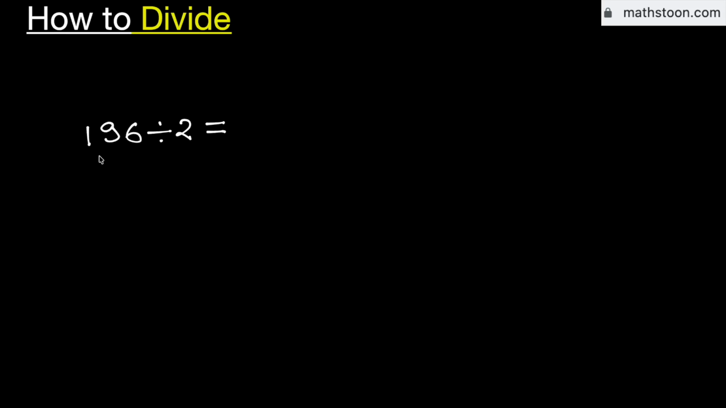In this video, let's learn how to divide the number 196 by 2 using the long division method. See that 1 is less than 2, so we will consider the number 19. We know that 2 times 9 is equal to 18. Subtract, we get 1. Now this 1 is less than 2.